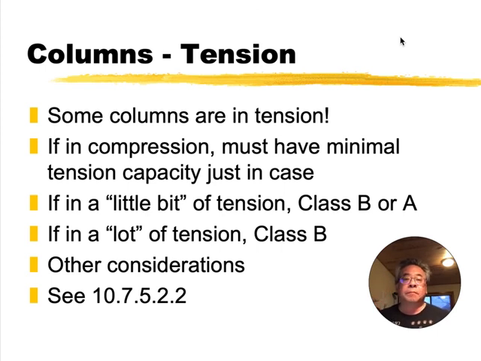Anyway, even if the columns are in compression, they must have a minimal tension capacity just in case. And if they're in a little bit of tension, they might be class B or class A. And if they're in a lot of tension, it'll be a class B splice. Remember, that's the extra 30% length. And there are other considerations. This is beyond the scope of this class, but if you want to read more about this, in the 2019 code, it's in section 10.7.5.2.2, as you see there.